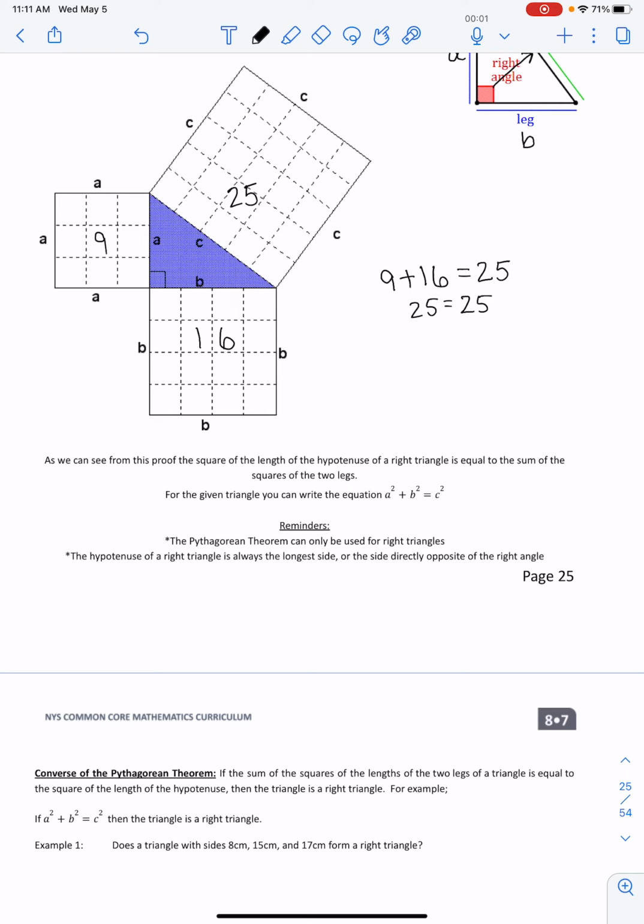So the reminders that we have is the Pythagorean theorem, and make sure that you know this. The Pythagorean theorem can only be used for right triangles. The hypotenuse of a right triangle is always the longest side, or the side directly opposite the right angle, as I showed you above.